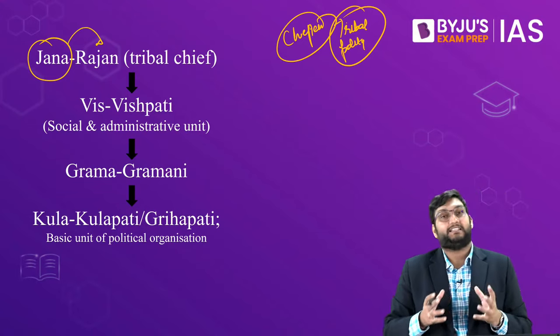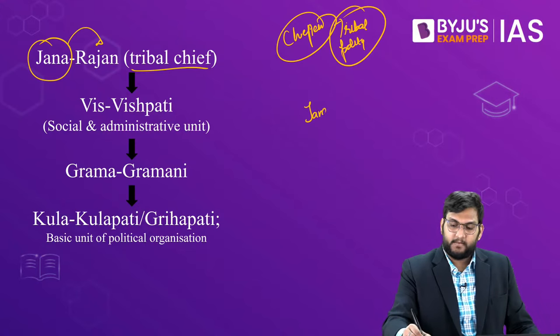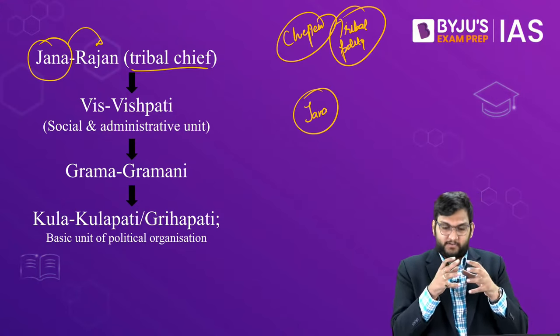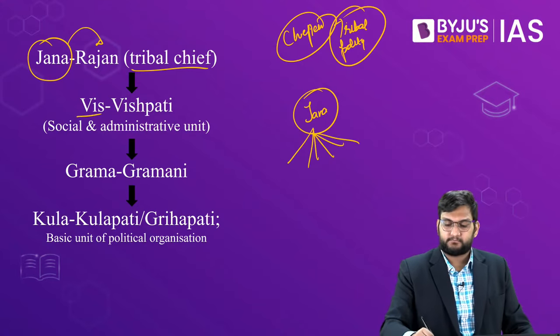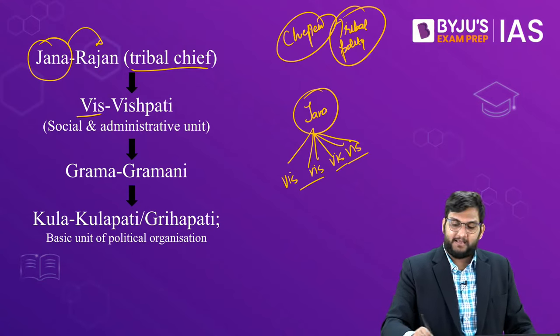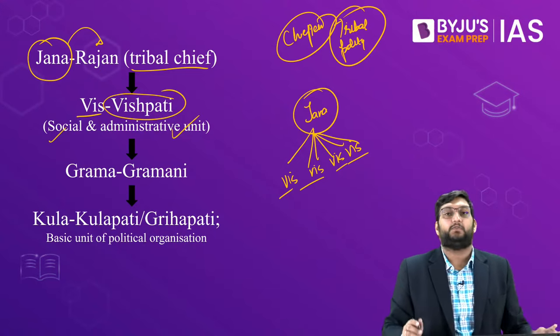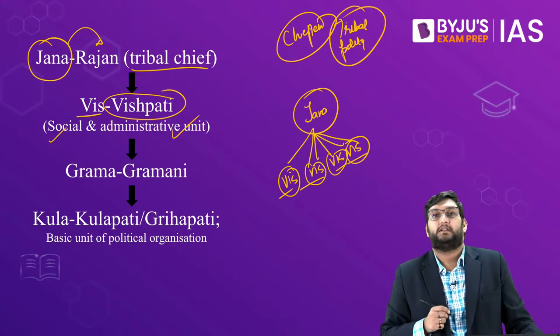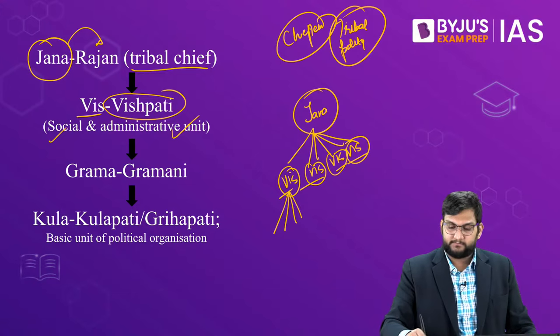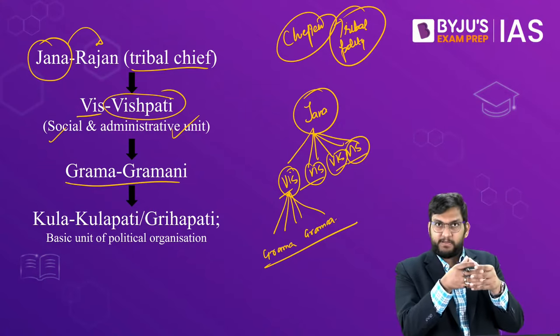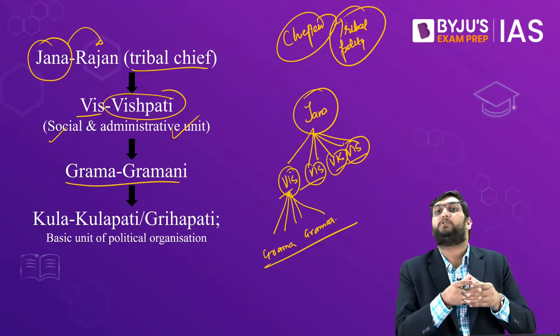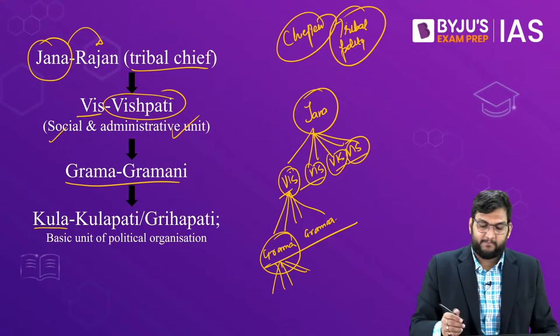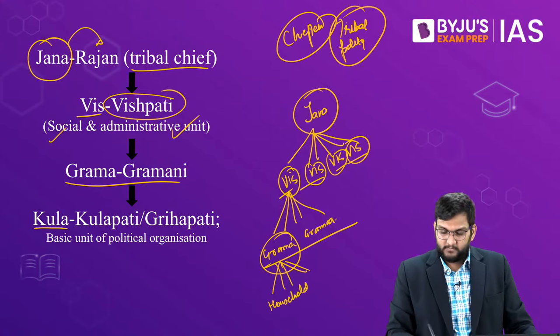Who leads the Jana? The Rajan. Rajan is the tribal chief. This is the biggest unit. But how are these tribes organized? They are organized into multiple Vis, and the Vis is under the Vishapati, a socio-administrative unit. Meaning, the king will not technically speak to the people. He will speak to the Vishapati, and that will be enough. Then under multiple Vishes, we have what are called different Grama. These Gramas are technically rudimentary bands of people. You can't call them a village, but it's like 50-60 people together. And one Grama would then be further divided into Kula or Kulapati, Grihapati. This is the household. So this is nothing but the Kula or Griha.